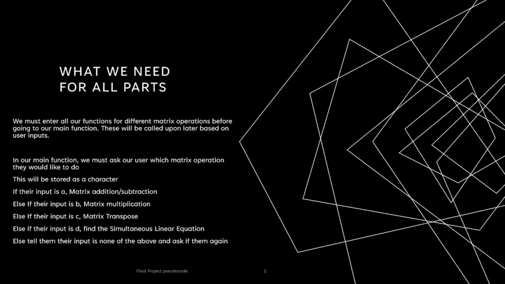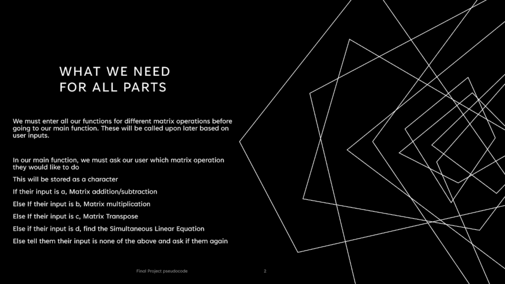The very first thing we must do, regardless of which matrix operation the user would like to do, is to declare and write out all of our functions for different matrix operations. Then, in our main function, we will ask the user to input which matrix operation they'd like to do. This will be stored as a character, which will be used to determine the type of function that will be done.